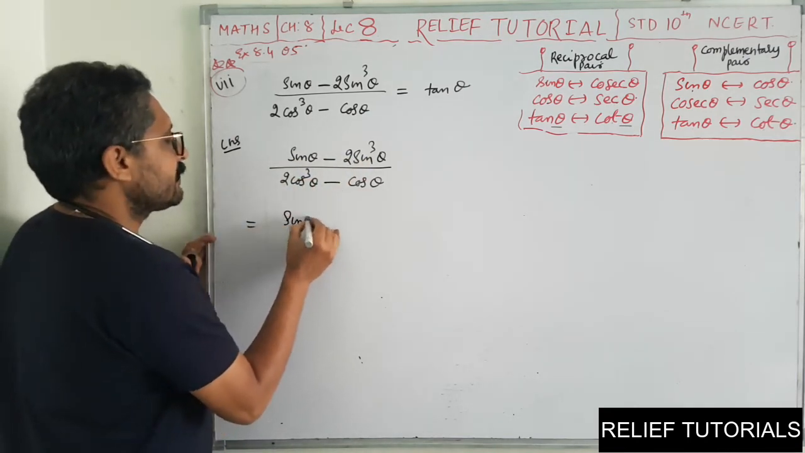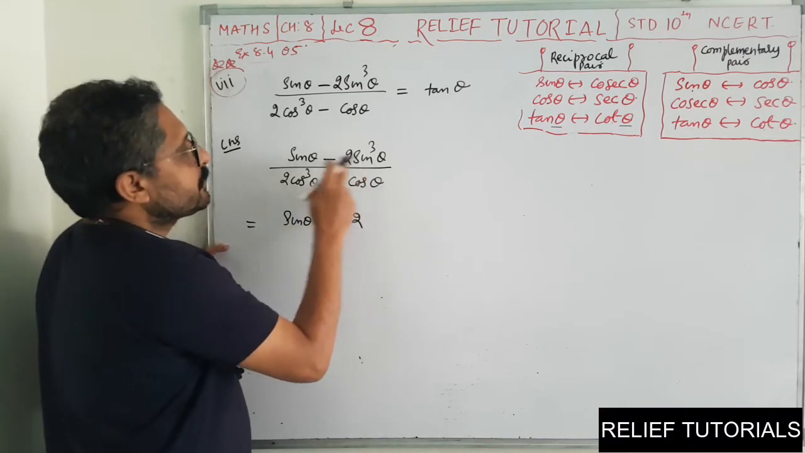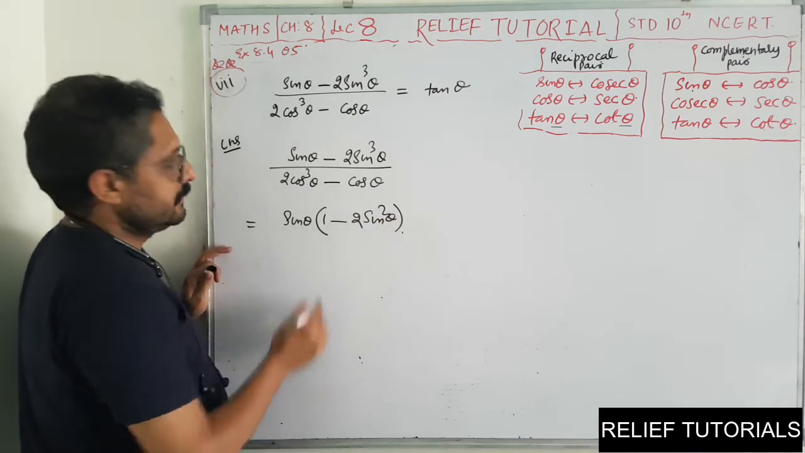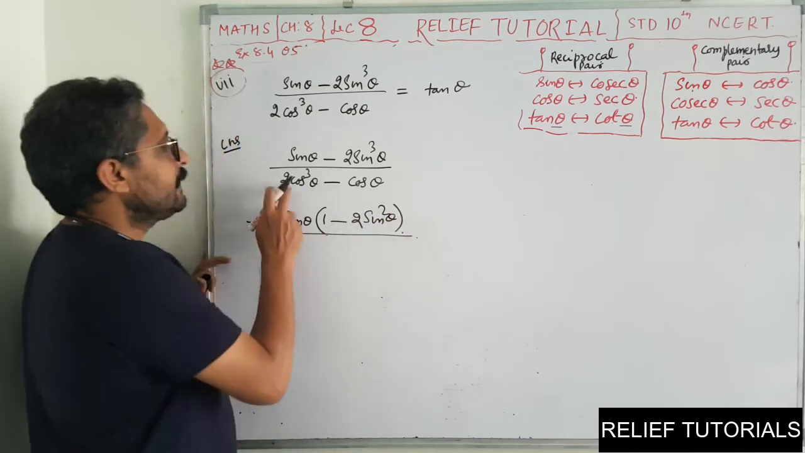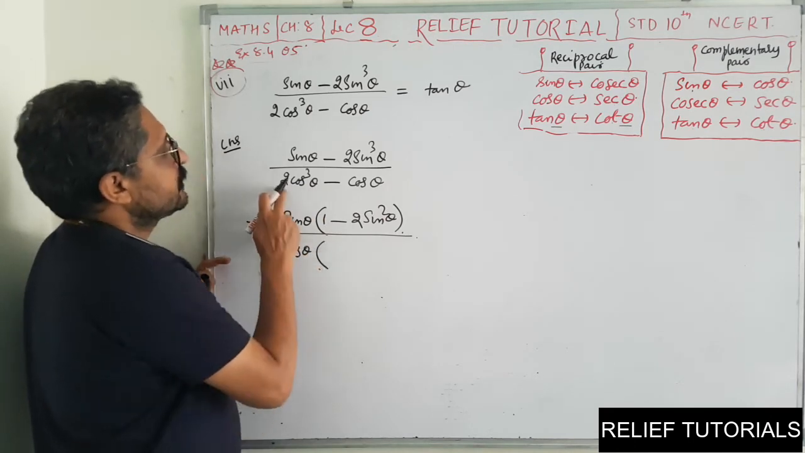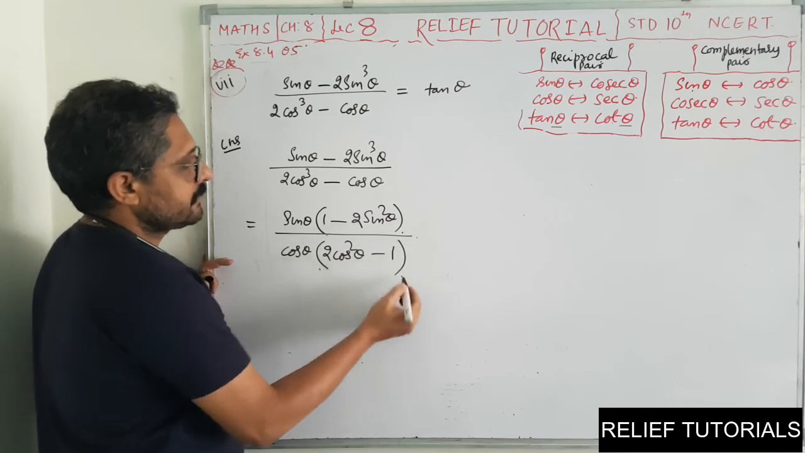So sin theta I have taken common. So what is left here? 1 minus 2. From sin cube theta, sin is taken, so here will be sin square theta, upon. Here you see, cos common. So 2 cos square theta minus 1.